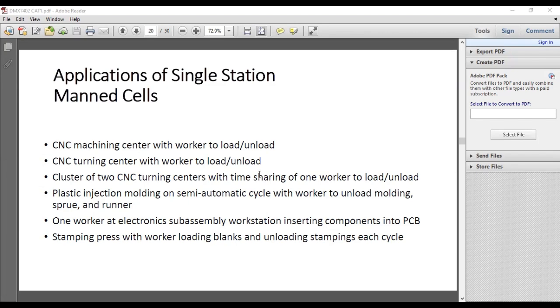Also remember what the applications of single station manufacturing systems or manufacturing cells can be. So CNC machines, machining centers, CNC turning centers like lathe machines, and clusters of two CNC machining centers, where two CNC machines are operated in one cell, or cluster. So it will be sharing one worker.